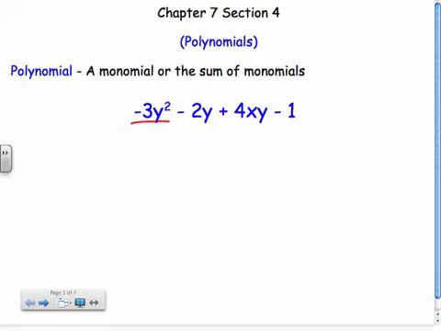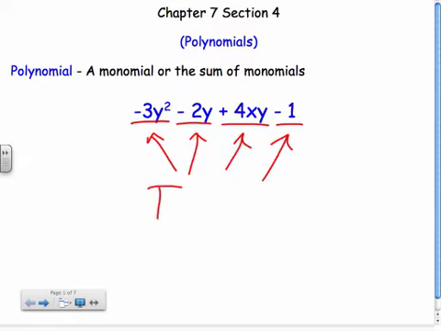Here's one of them, negative 3y squared. I also have a negative 2y, a positive 4xy, and a negative 1. We call all of our monomials inside our polynomial terms. These would be the terms of the polynomial. So whenever I use that word terms, that's what I'm talking about. So in this case, I have 4 terms.